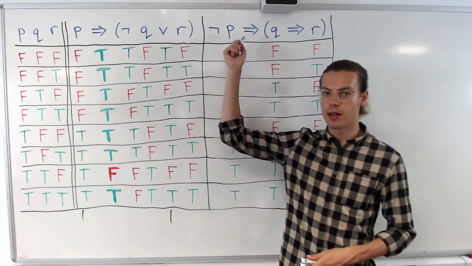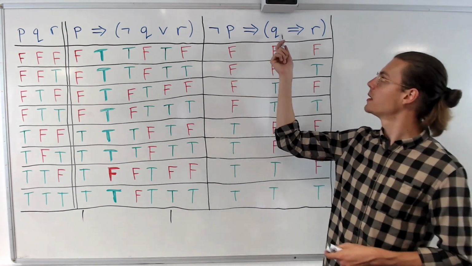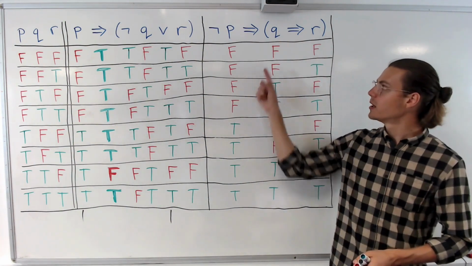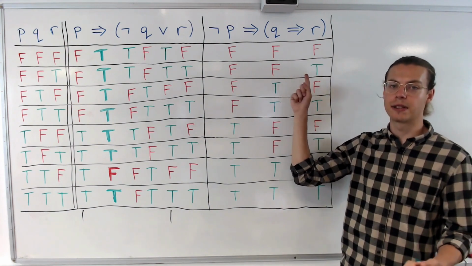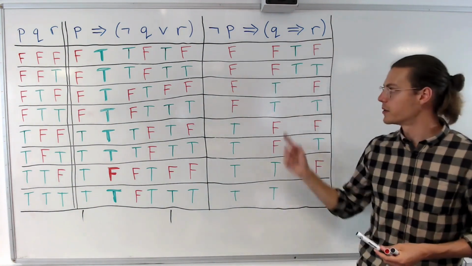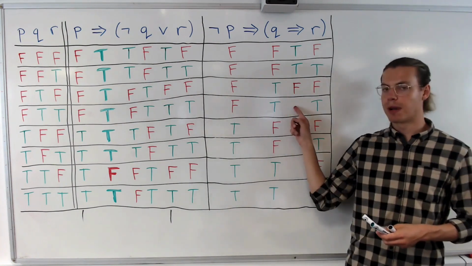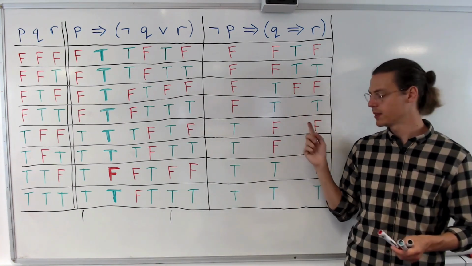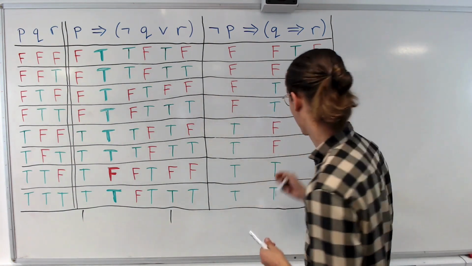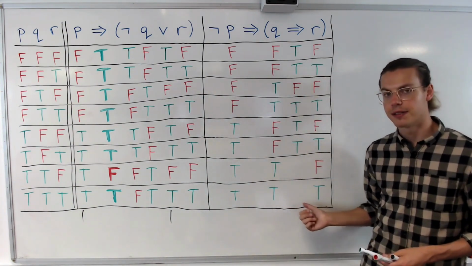Okay, now moving over to our second formula. Again, we'll start in the parentheses, and we have Q implies R. So that's easy enough to evaluate. False implies false, and false implies true are both true. Then true implies false is false. True implies true is true. False implies false, and false implies true rather, are all true. True implies false is false. True implies true is true.